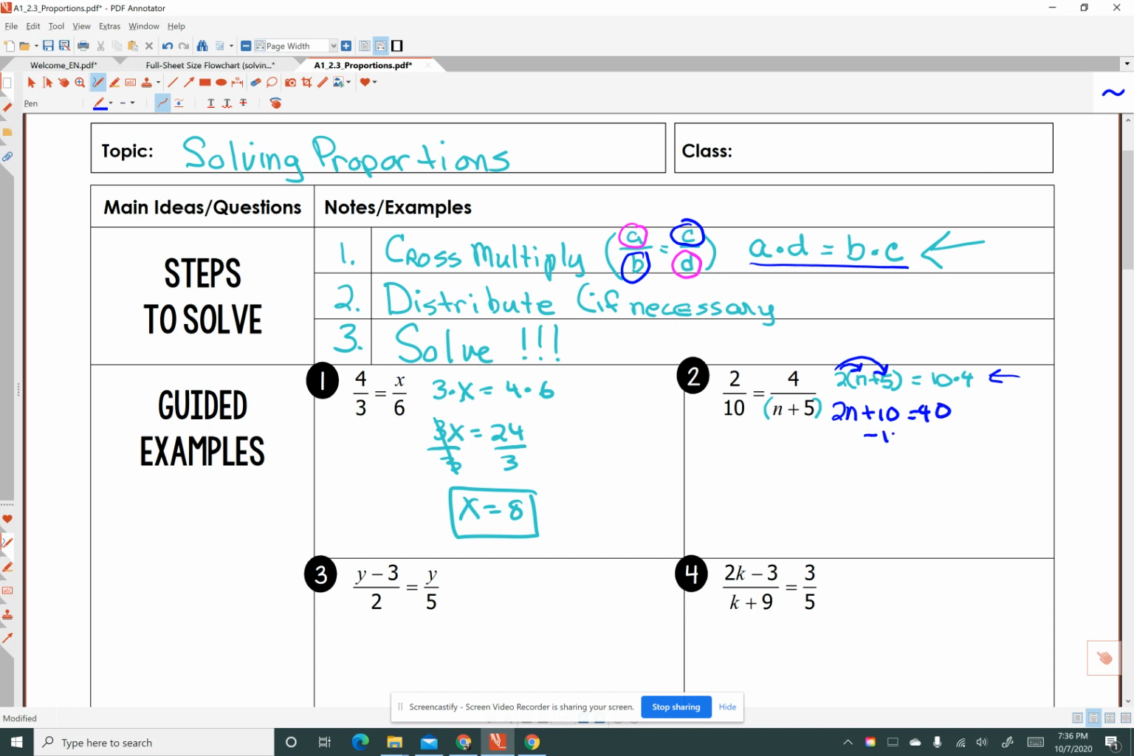We subtract 10 from both sides, which leaves us with 2n equals 30. We divide both sides by 2, and n equals 15.